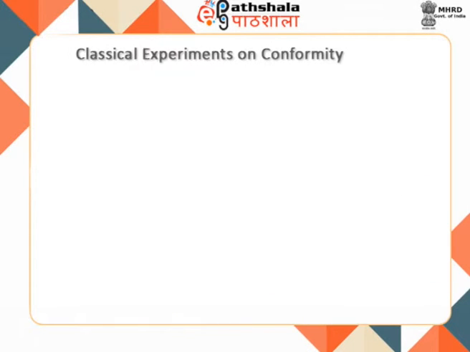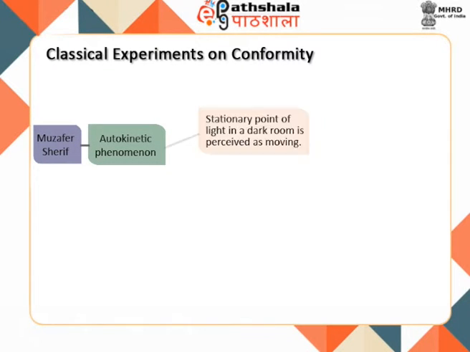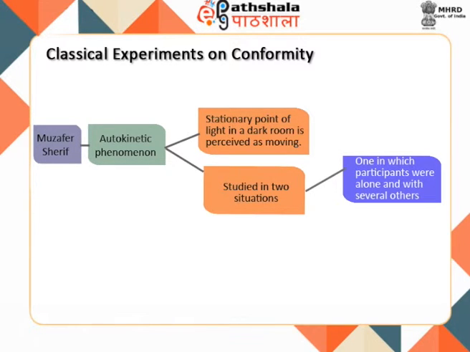In 1937, Muzafer Sherif used the autokinetic phenomenon to study how norms emerge and how they influence the individual. The autokinetic phenomenon is one where a single stationary point of light in a dark room is perceived as moving. This phenomenon was studied in two situations, one in which the participants were alone and one in which several others were present with the individual participant.